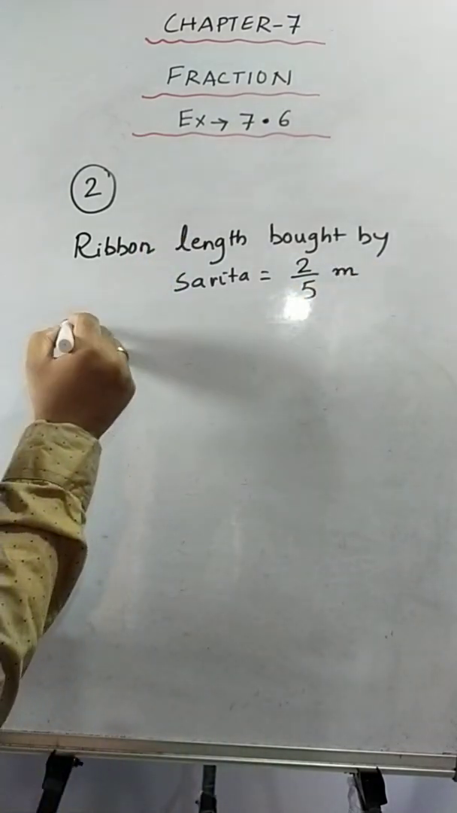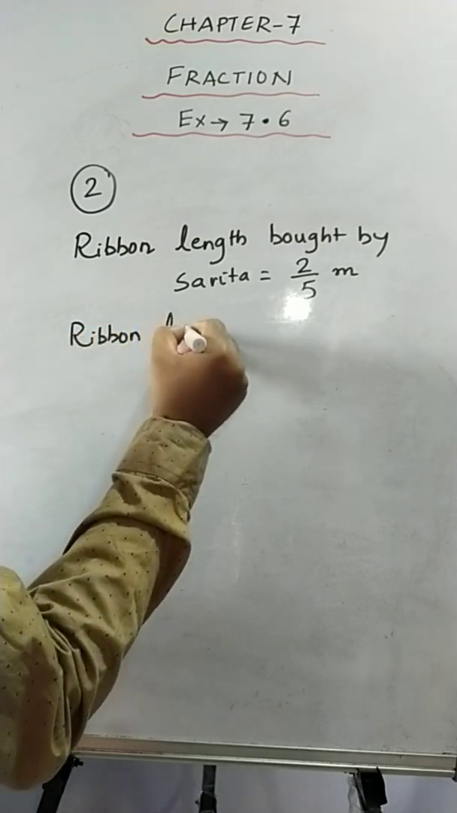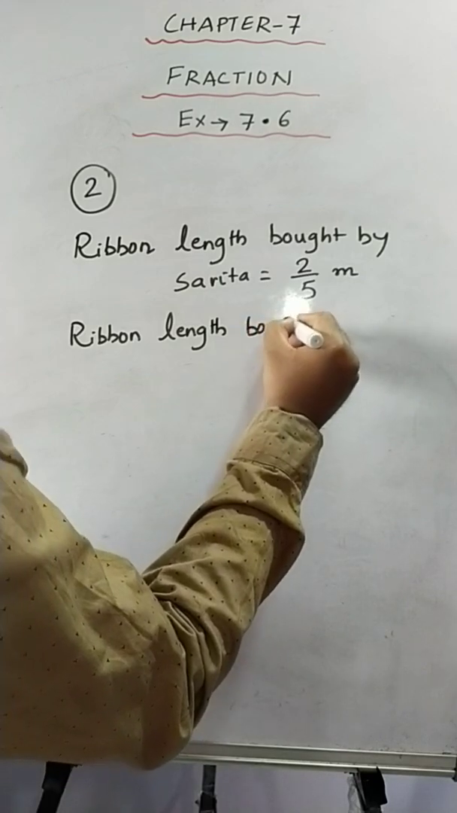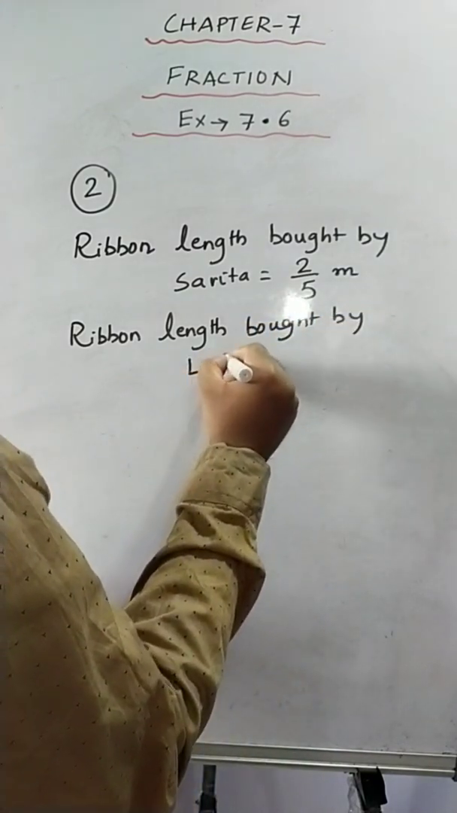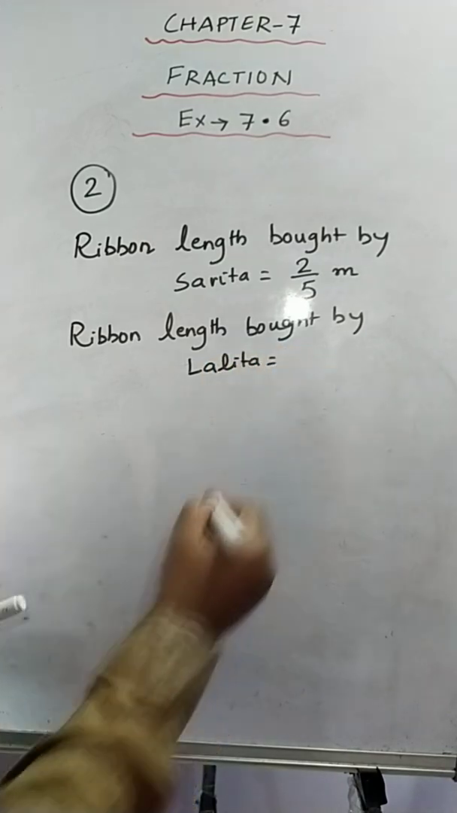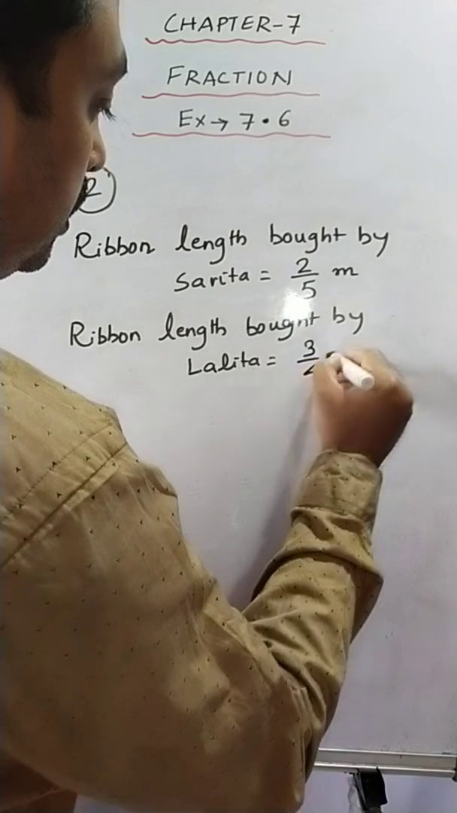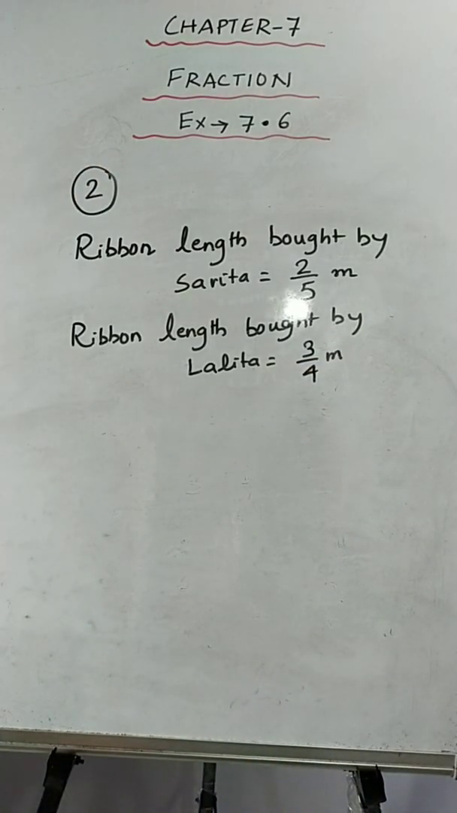Now the second statement we'll write: ribbon length bought by Lalita. That is how much? That is 3 by 4 meter. Now what is the question they are asking? They have asked what is the total length of the ribbon they bought. So we have to find the total length.